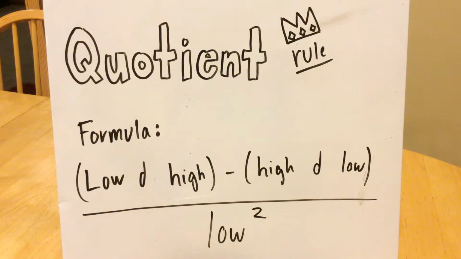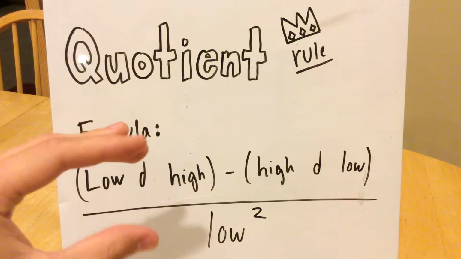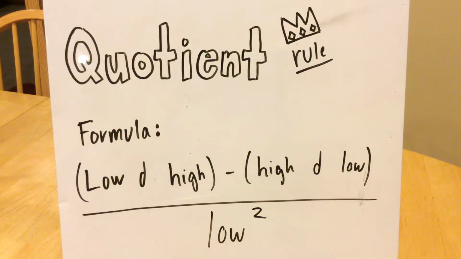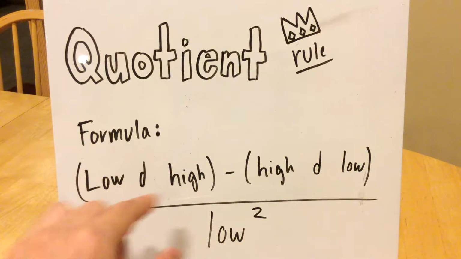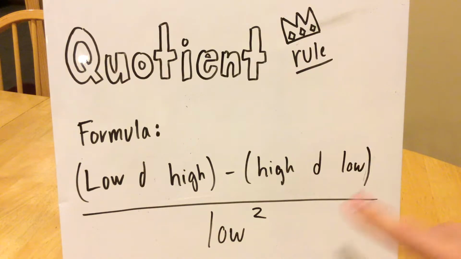The formula for the quotient rule is low d high minus high d low, all over low squared. You may be confused at first, like, what does this mean? Think of it this way: low is the lower part of a fraction, the denominator, d stands for the derivative, and high is the numerator. So you have the low times the derivative of the high, minus the high times the derivative of the low, all over low squared.